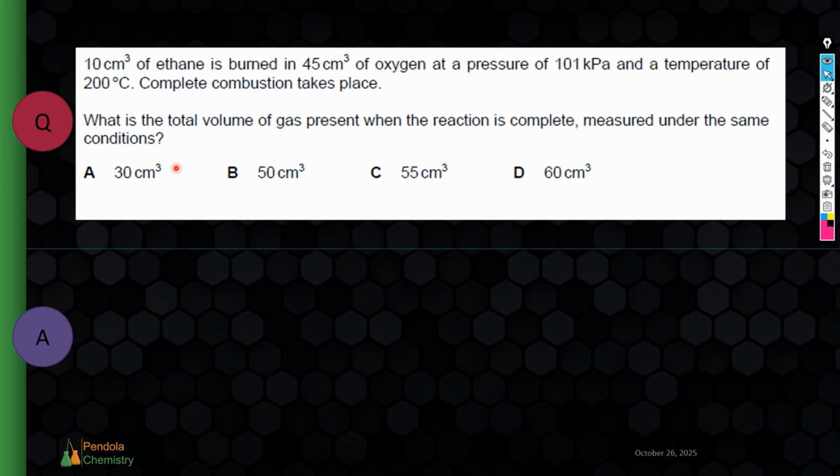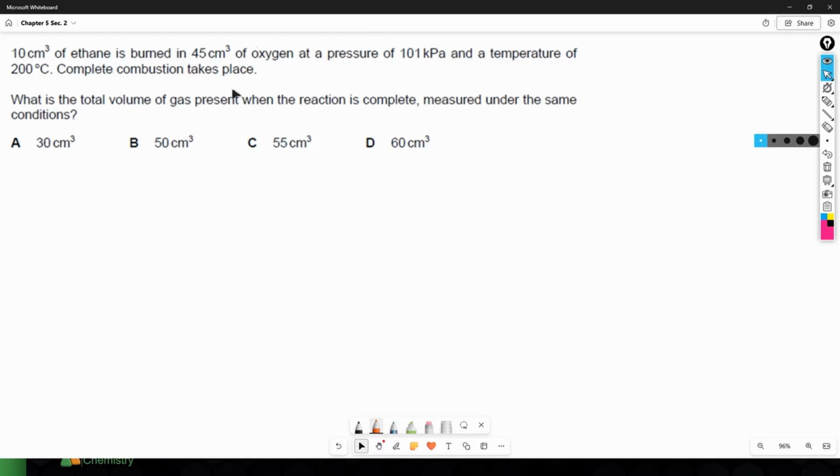So let's look at this problem. 10 cubic centimeters of ethane is burned in 45 cubic centimeters of oxygen at a pressure of 101 kilopascals and a temperature of 200 degrees Celsius. Complete combustion takes place. What is the total volume of gas present when the reaction is completed, measured under the same conditions? So I'll bring this over so we can work on it a little easier.